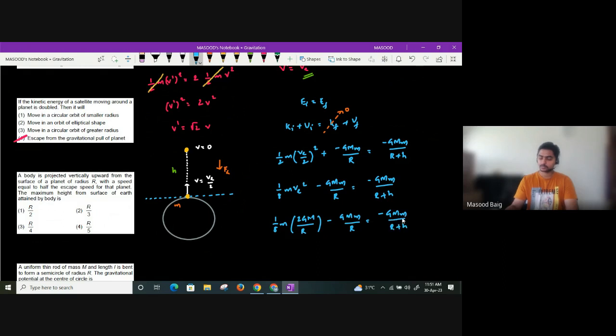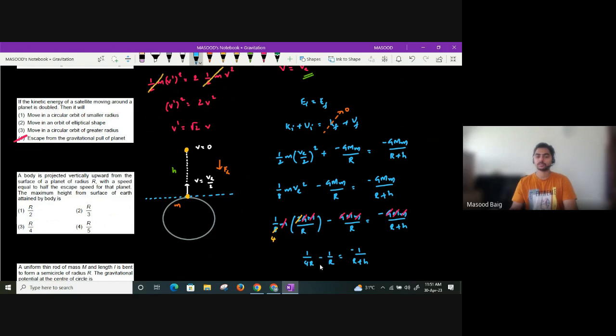plus H. So what can we cancel out? M, small m, capital M, G, G, G. What will I get here? 2 ones, 2 fours I'll get. So we got 1 by 4R minus 1 by R will be equal to 1 by R plus H minus 1 by R plus H. Yes or no?